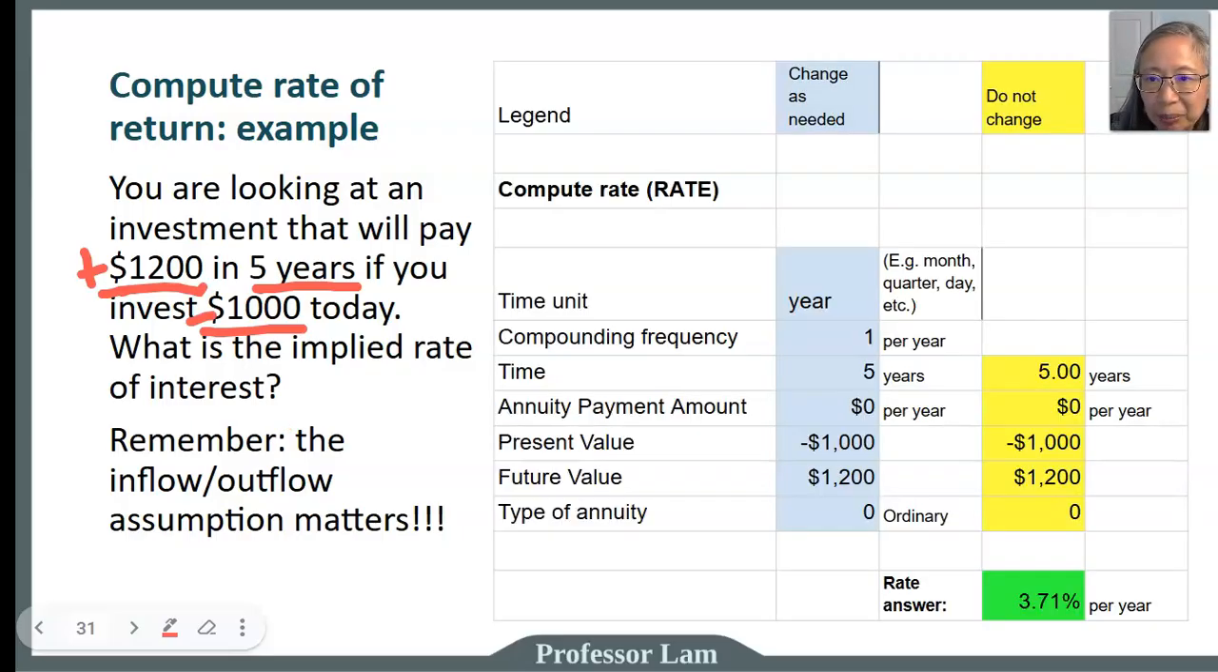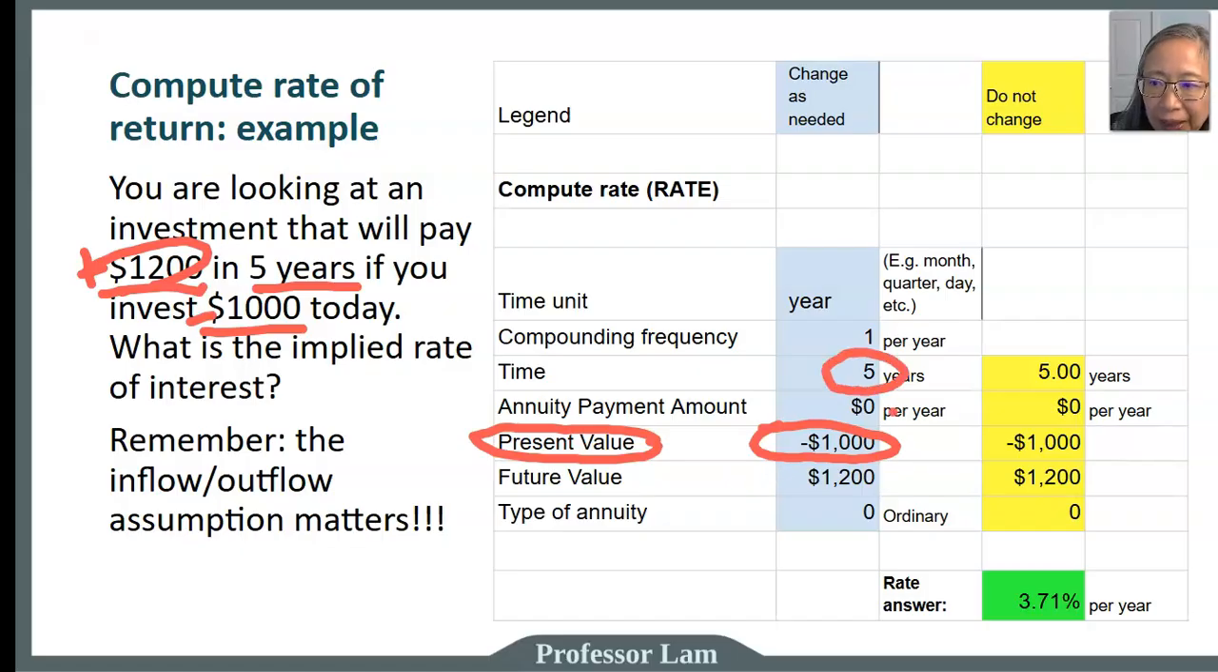So using the template, we'll have minus $1,000 today. So today will be present value. And then the $1,200 is what you want to get back. So that's positive future value, and it's in 5 years. And everything is done on a per year basis. So the compounding frequency is per year or once per year. And the implied interest rate is 3.71%.